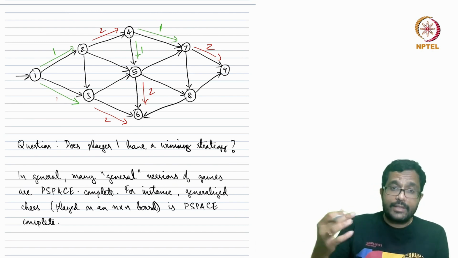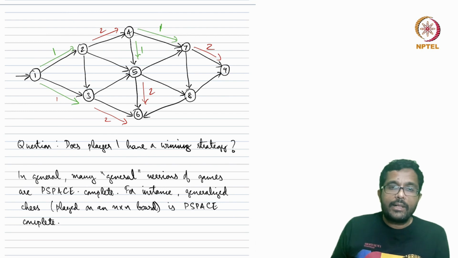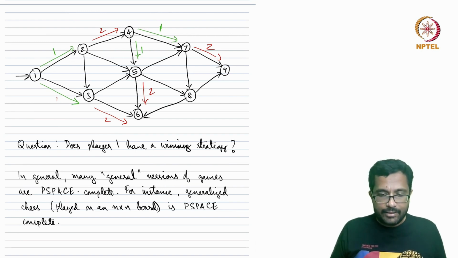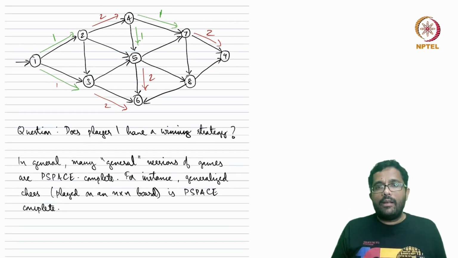But the game tree for chess itself is very complex. It's very complicated. Even with the current computers, you cannot solve it. But the point is that it is finite. It is complex, but it is finite.